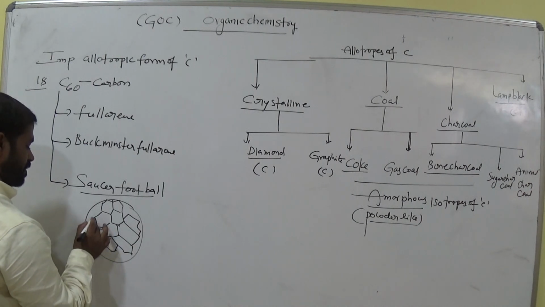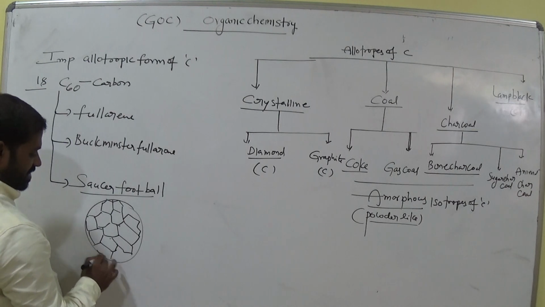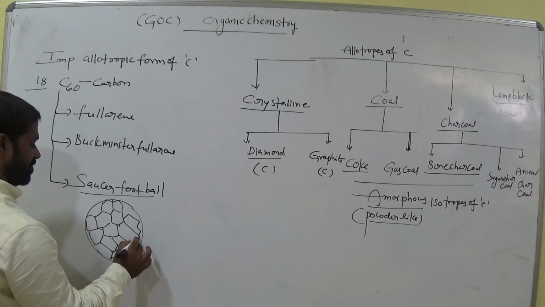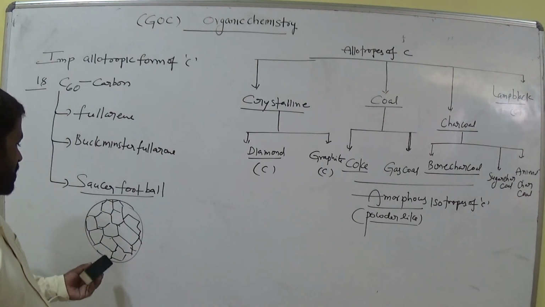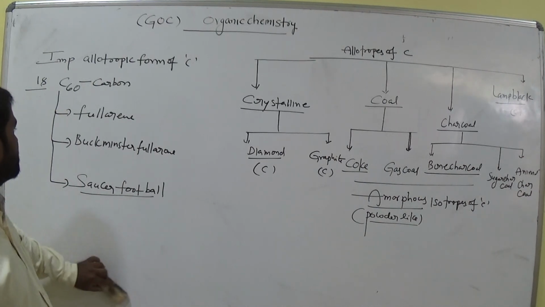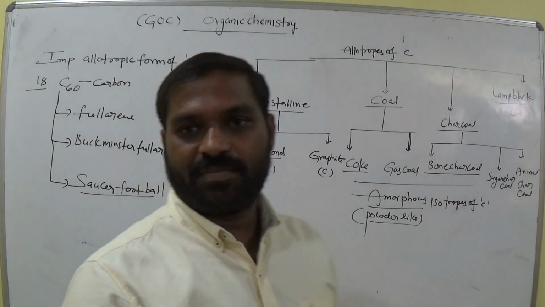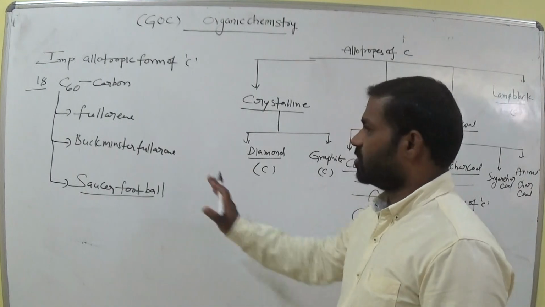Like football structure, just remember. I draw the diagram roughly, like a soccer football. No need to draw this diagram. Soccer football structure, C60. It is also one of the allotropic forms of carbon. Is it clear? Third allotropic form.